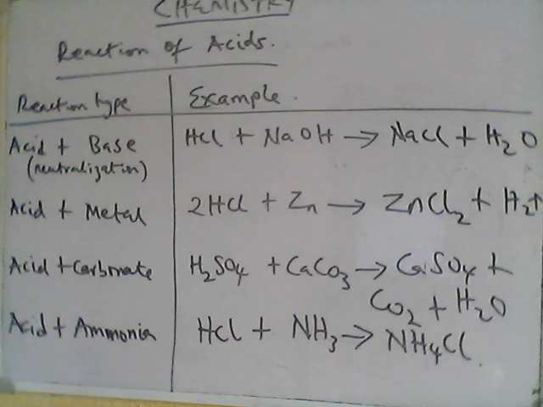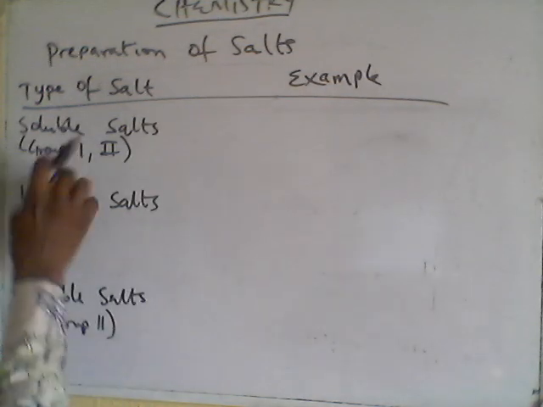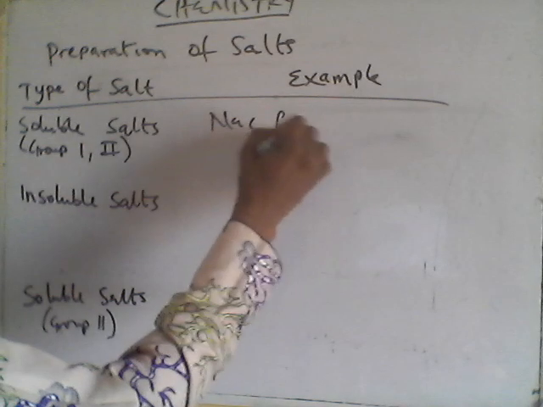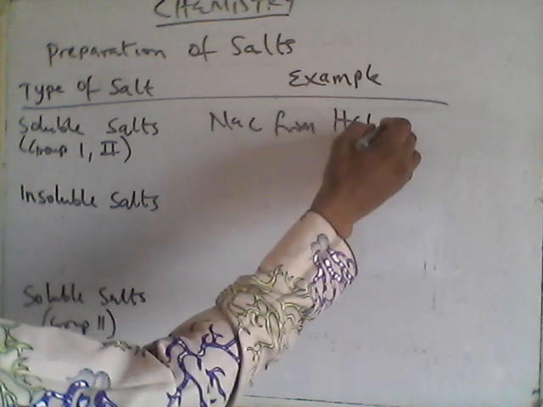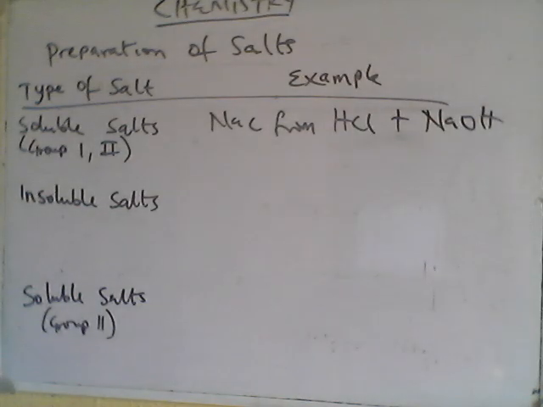Okay, so we'll move on to preparation of salts. So the first one I will look at here is soluble salts. That's group 1 and group 2. It is made from titration, acid and alkaline titration for soluble salts. Example is sodium chloride from HCl and NaOH, that's sodium hydroxide. So insoluble salt is made from precipitation, double decomposition reaction.